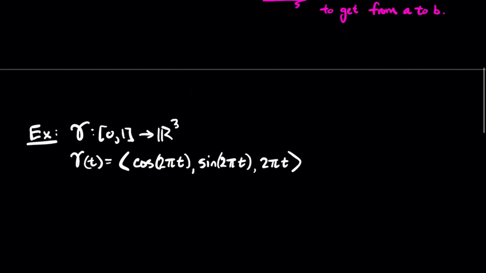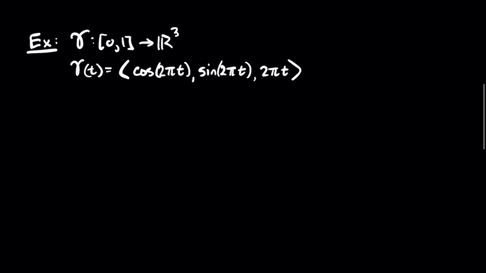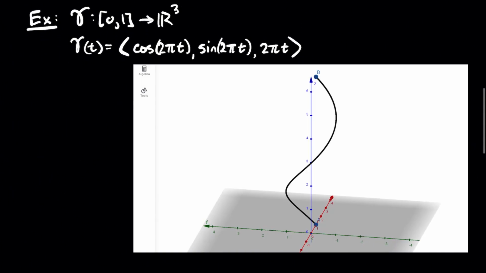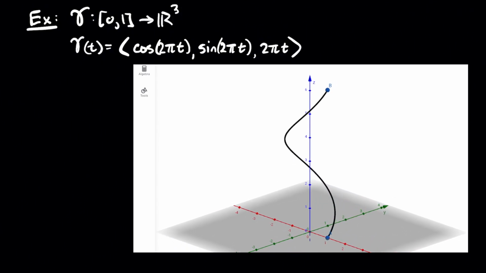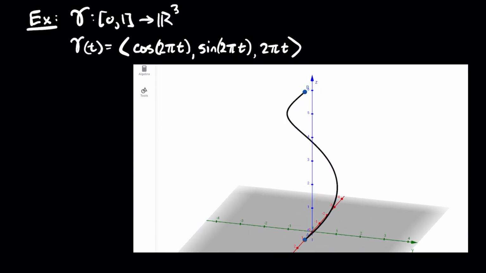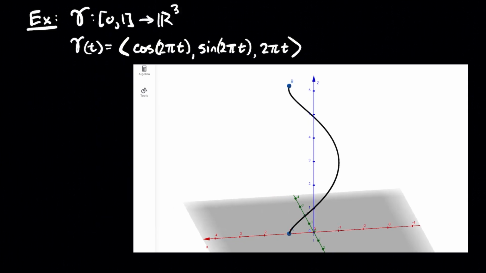So let's look at an example of a specific path. Let our topological space be R3 and consider this parametric function whose x-coordinate is cosine of 2 pi times our input, whose y-coordinate is sine of 2 pi times our input, and whose z-coordinate is 2 pi times our input. You might recall that this is just a helix that begins at the point 1, 0, 0, and ends at the point 1, 0, 2 pi.